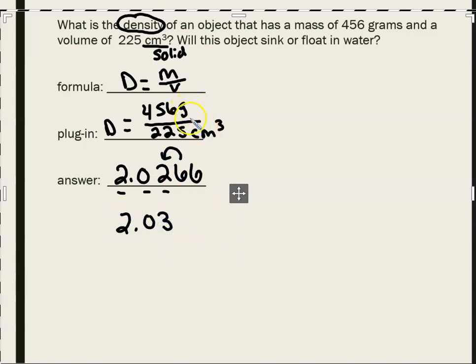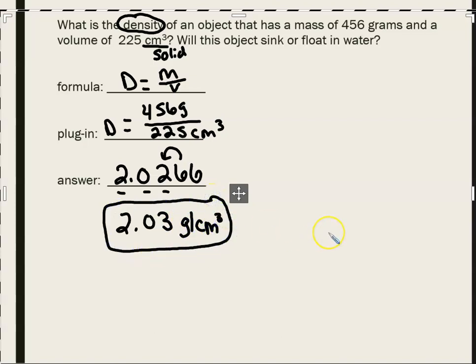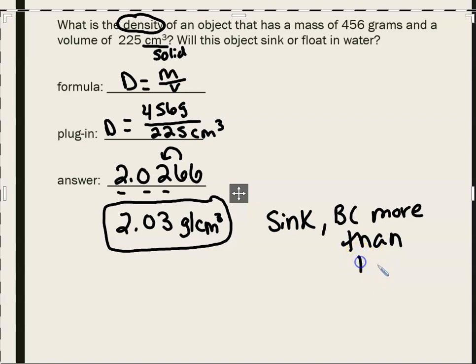And notice that neither one of these units has anything that cancels out. Density always has 2 units. The unit is grams per centimeter cubed. That is our density unit there. So this is more than 1, so if we were to put it in water, this thing would sink. The reason is because it is more than 1 gram per milliliter. Water's milliliters because it's liquid. All right, so that's just straightforward solving for density, so super easy. So let's look at our next problem.